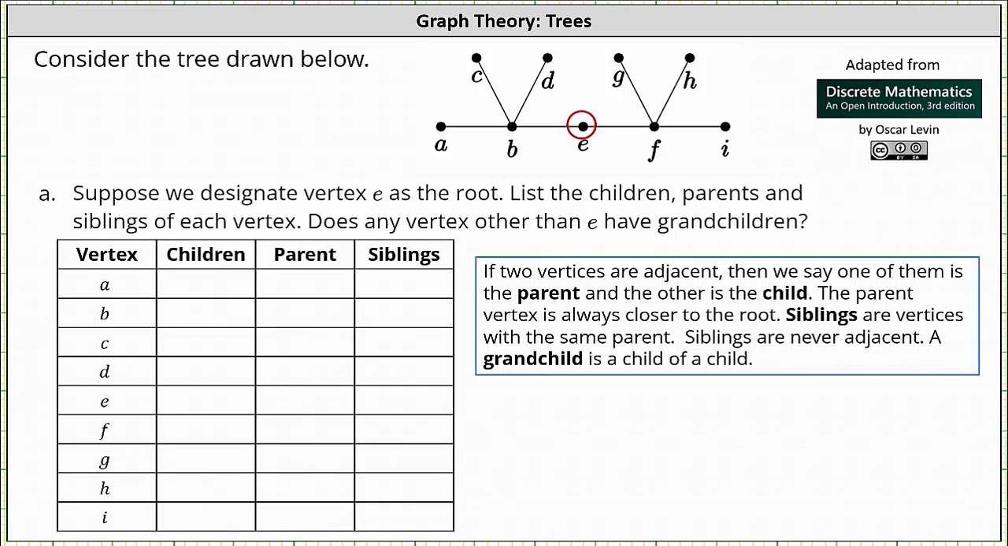Let's consider the tree below. Suppose we designate vertex E as the root. We're told to list the children, parents, and siblings of each vertex. Then, does any vertex other than E have grandchildren? And notice how I've circled the root E in red.